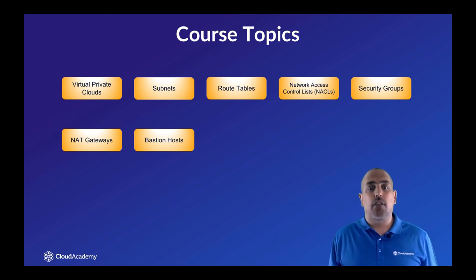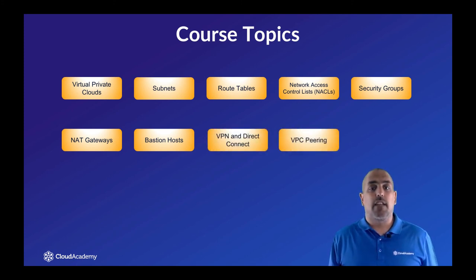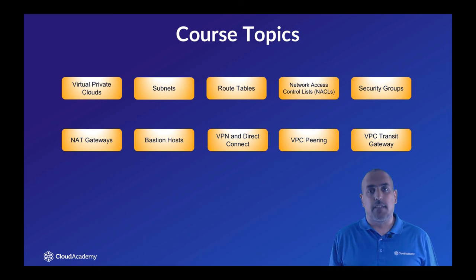I then move focus onto connectivity to and from your VPCs using different methods, starting with how VPN and Direct Connect connectivity operate. And following this, there is a lecture dedicated to VPC peering, which explains how to connect two VPCs together to access resources in each VPC from each other. And then finally, I look at the VPC Transit Gateway, which allows multiple VPCs and remote sites and data centers to connect to each other with simplicity and ease. The course will then be rounded off by a summary detailing key points from all the previous lectures.